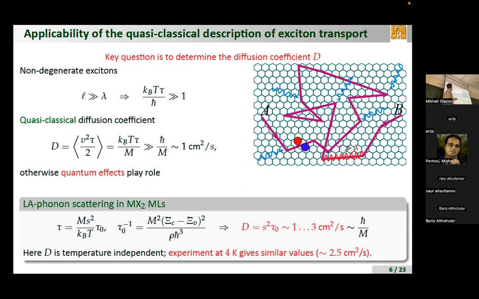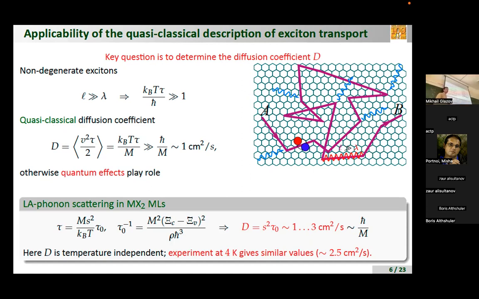And then one can readily estimate the diffusion coefficient using this formula. You need to take the squared thermal velocity of excitons, multiply it by the scattering time and divide it by 2. You can arrive at this equation from different kinds of analysis. Basically, it just shows that an exciton propagates for the mean free path L during the time tau, and then the direction of propagation changes randomly.